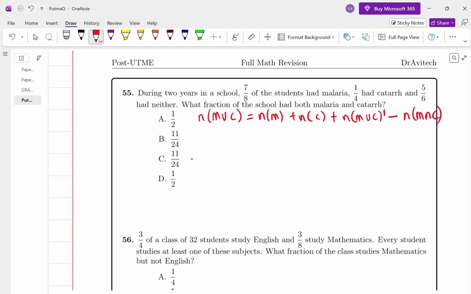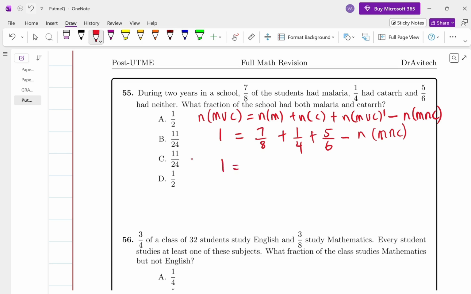All right, so everybody in the school is equal to 1. We're talking about fractions here. So that's going to be 1, equal to the number of those that had malaria, 7/8, the number of those that had catarrh, 1/4, the number of those that were neither, 5/6, and then minus the number of those that had malaria and catarrh together. Okay. So the next step, we're going to add up.